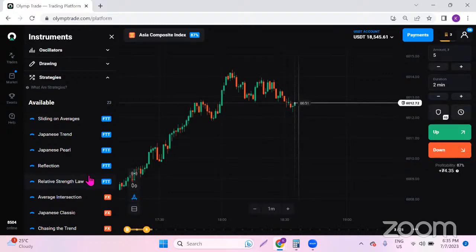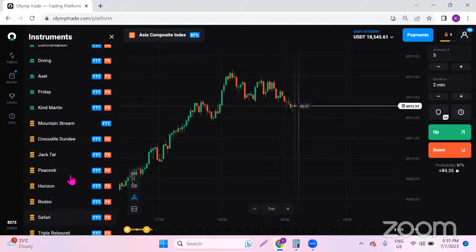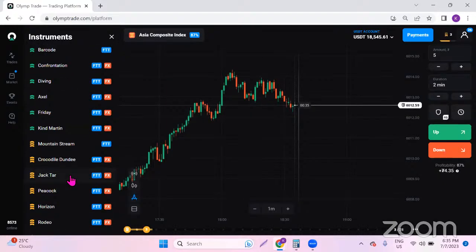The next ones that we see have a yellow arrow. What are these strategies? They are for our advanced level traders. The green ones are for advanced and the yellow ones are for expert levels. I'm really sorry for that. So today we are going to learn about the strategy which is available for our advanced traders, which is the diving strategy. And it's useful in both fixed time as well as Forex.